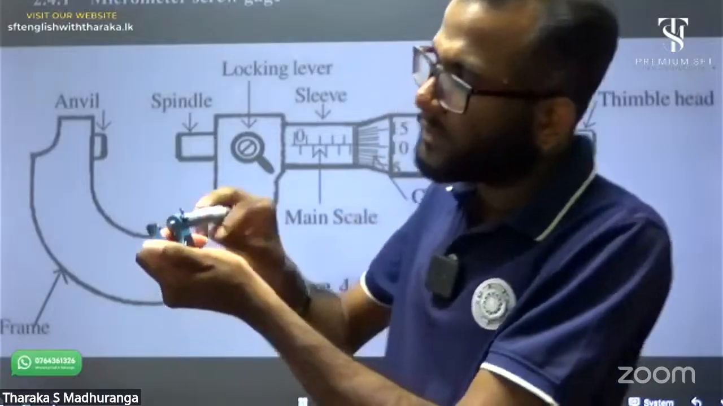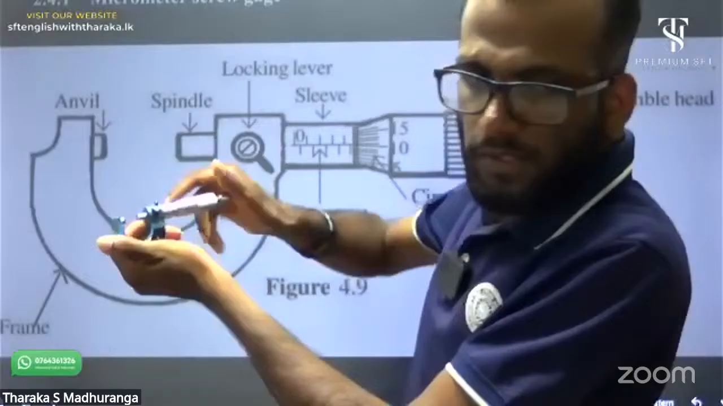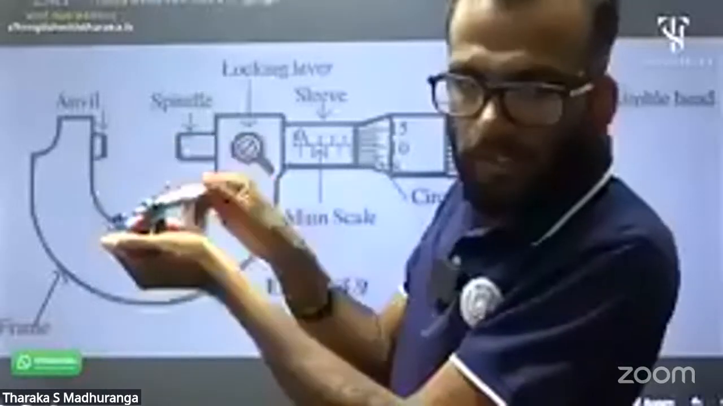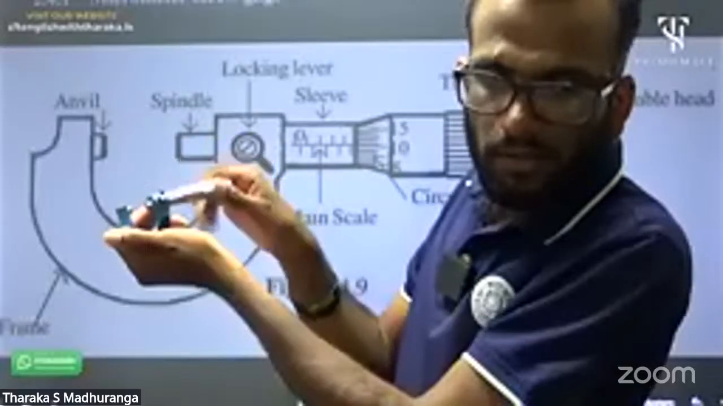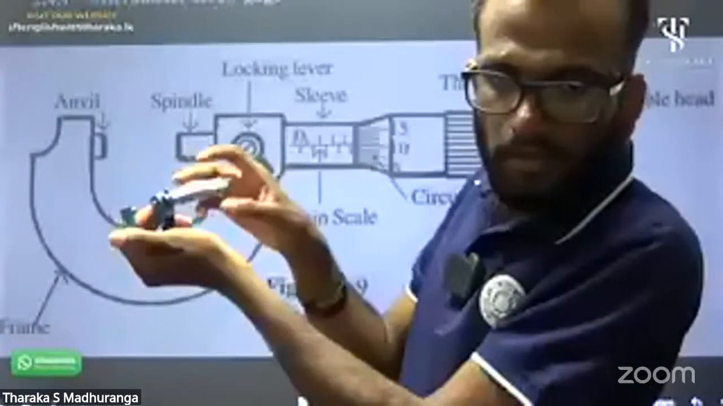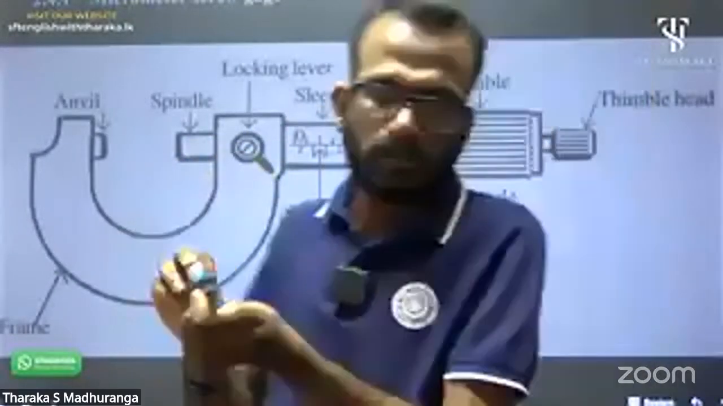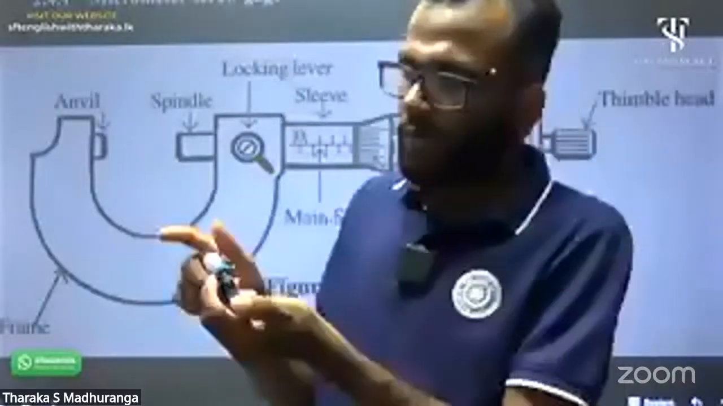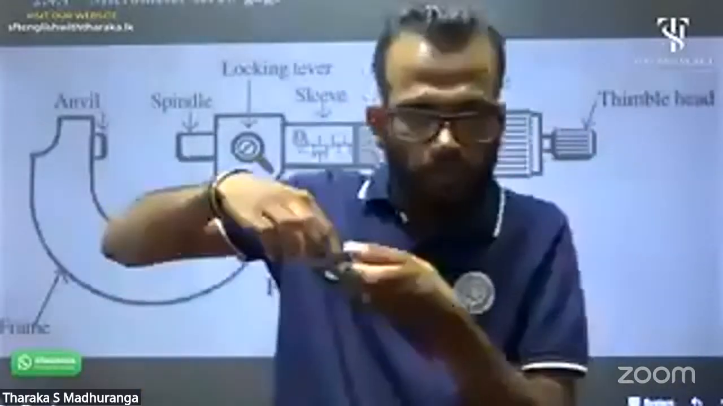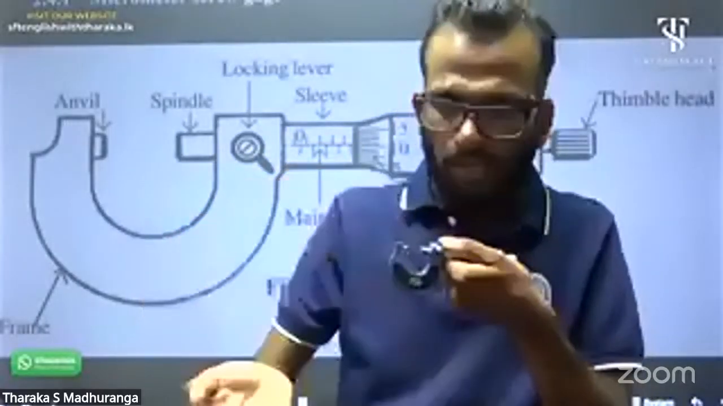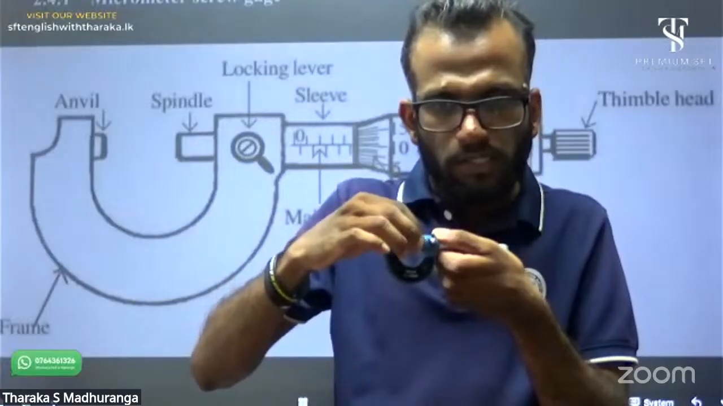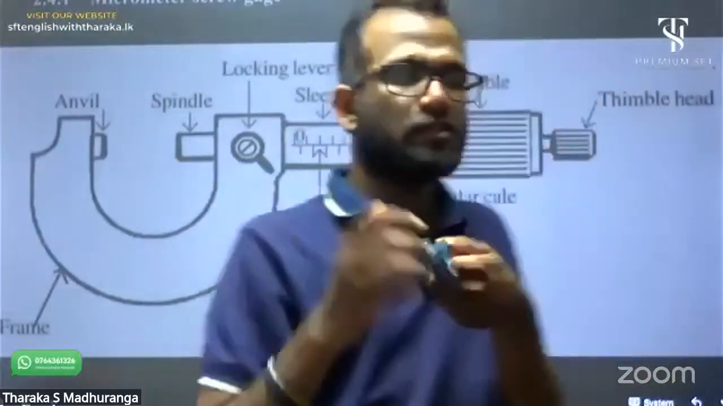Okay, if I rotate like this, it's moving towards the anvil. If I rotate in the opposite direction, it's going away from the anvil. Okay. Now again revise. What is this? U frame. What is this fixed rod? Anvil. This moving rod is the spindle.